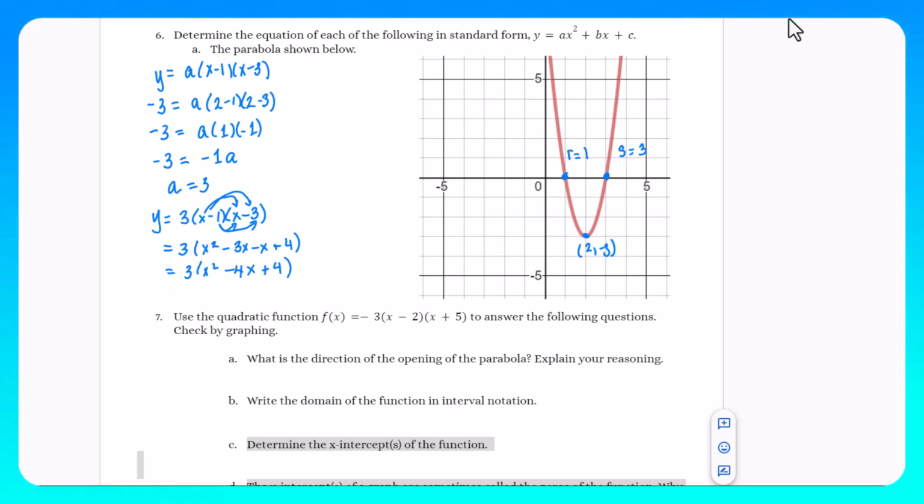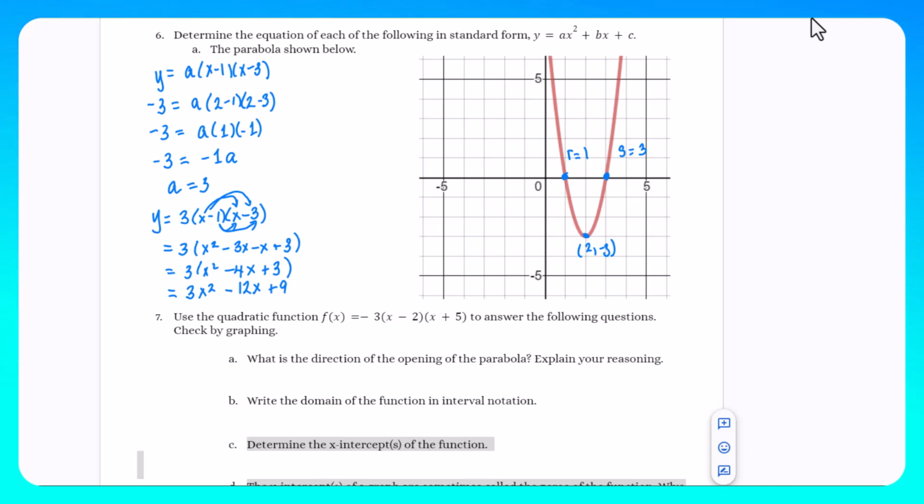Like that. And then we're going to distribute the 3 to get 3x squared minus 12x plus, oops, I wrote this as a 4. Let's fix that. That's negative 3. And then 3 times 3 is 9.